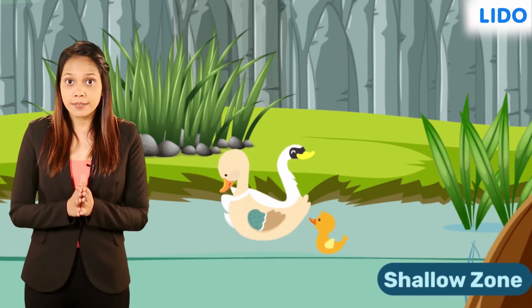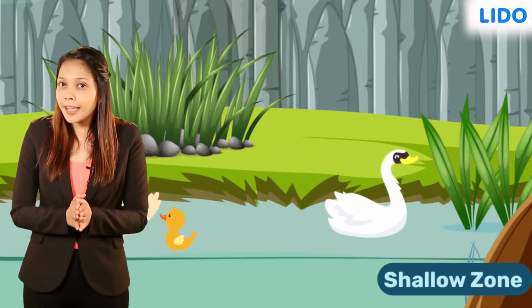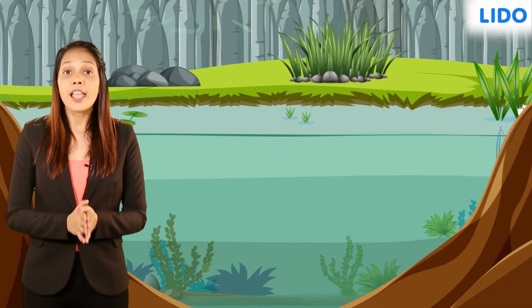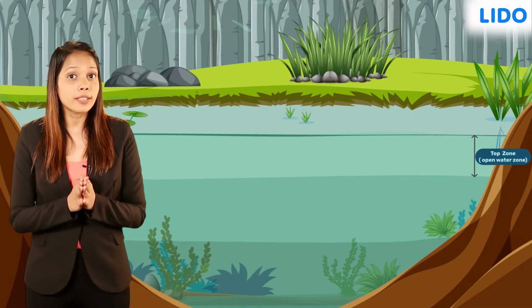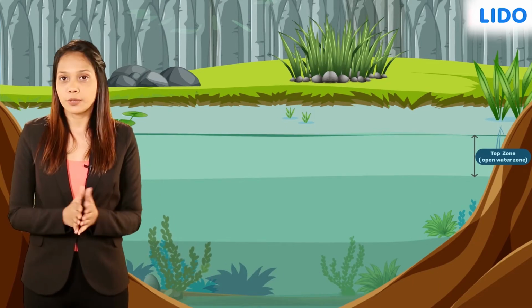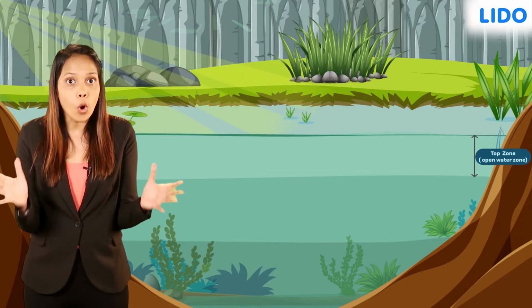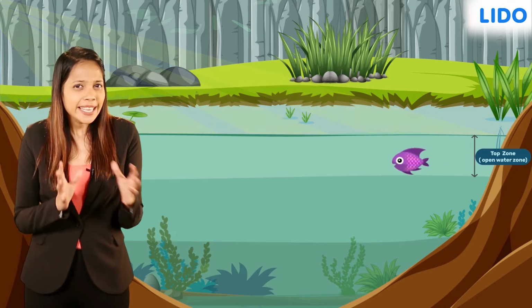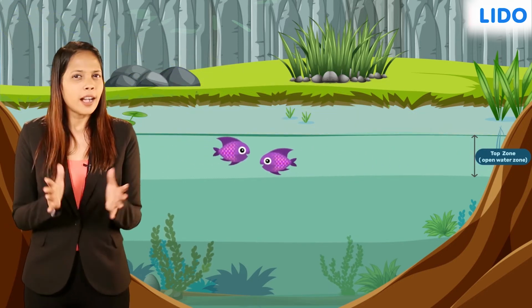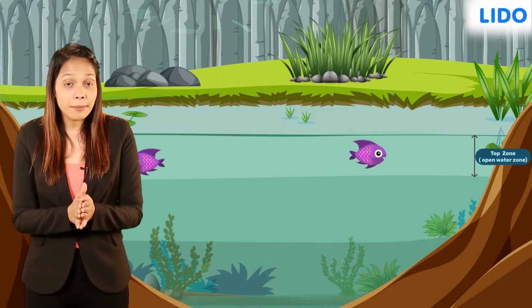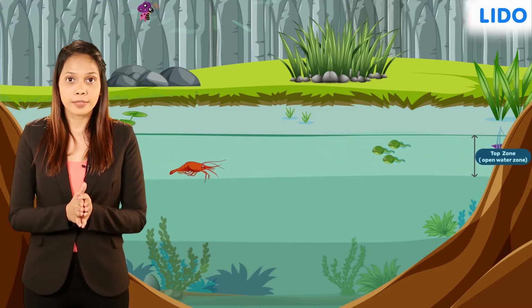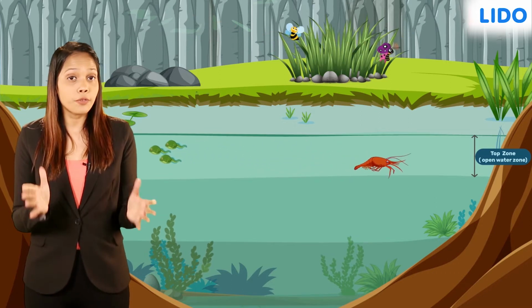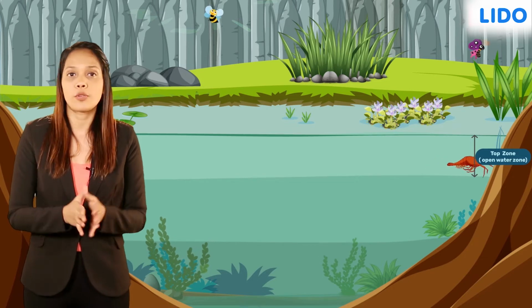Because this zone receives a lot of sunlight, the plants make their own food by the process of photosynthesis. The top zone of the freshwater ecosystem is the open water zone. It receives a lot of sunlight. A variety of freshwater fish with shiny scales is found here, along with small creatures like tadpoles, water bugs and shrimp. Because this zone receives sufficient sunlight, a variety of floating and submerged plants also grow here.